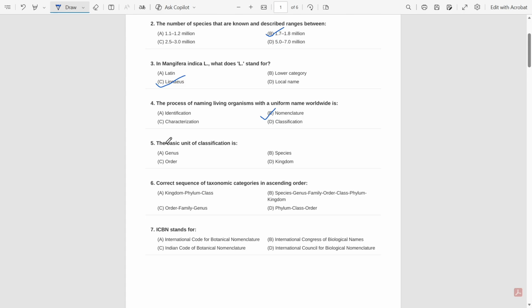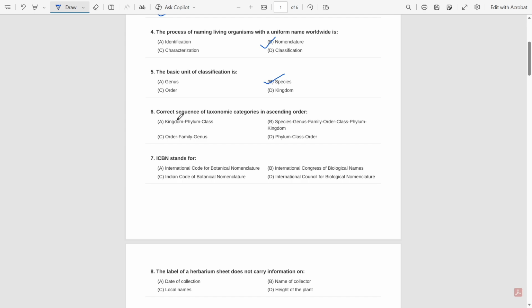5. The basic unit of classification is A. Genus. B. Species. C. Order. D. Kingdom. The answer is B. Why? Species is the lowest and most fundamental level of the taxonomic hierarchy.